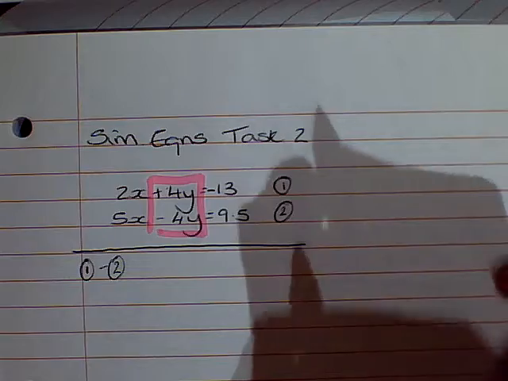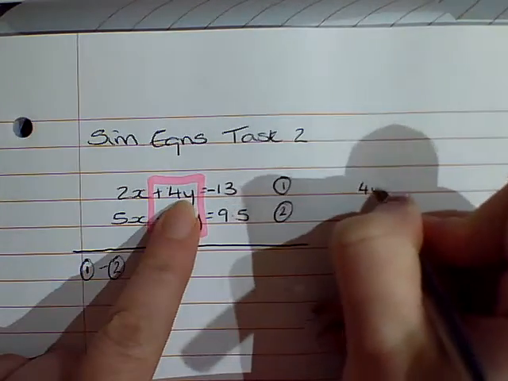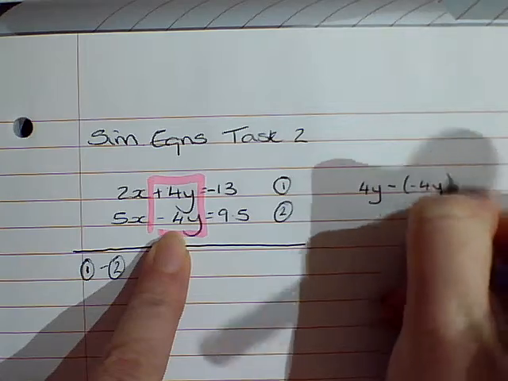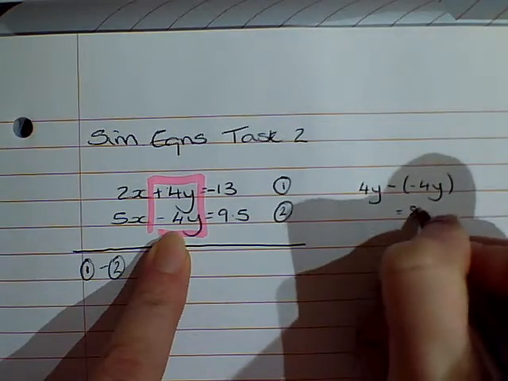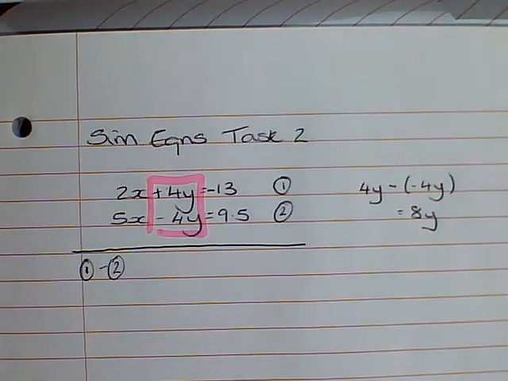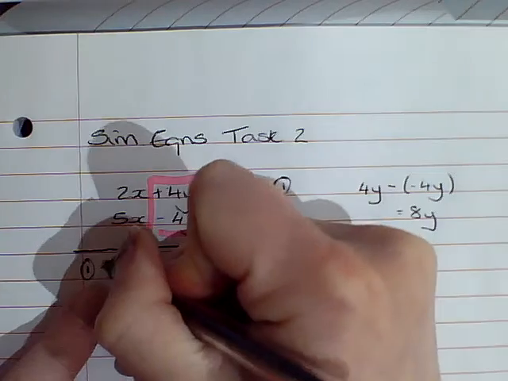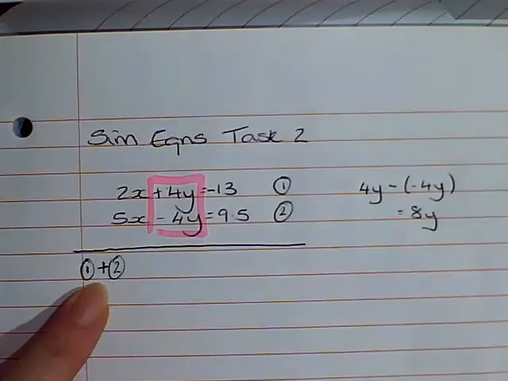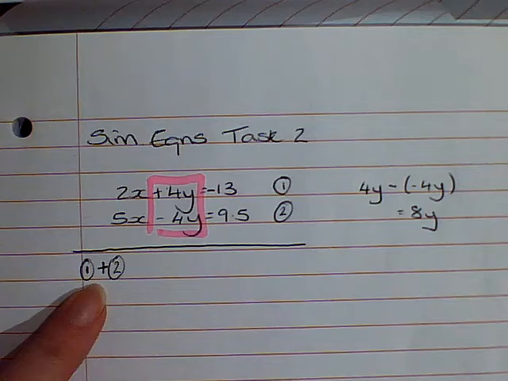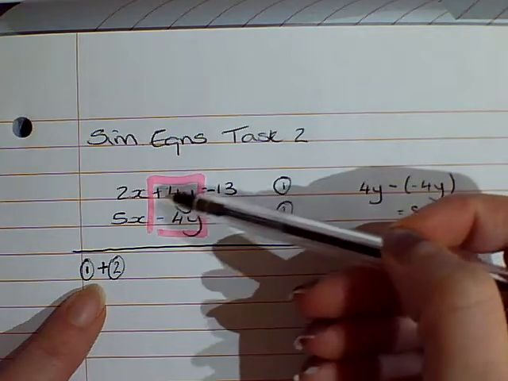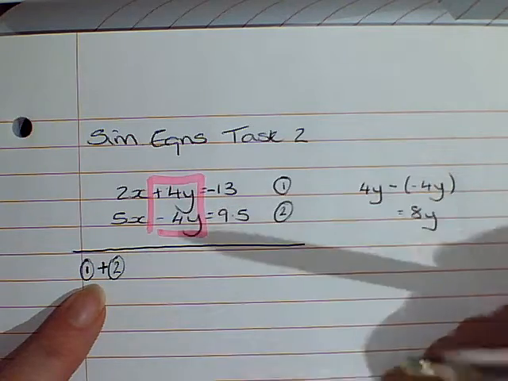The problem being 4y, take away negative 4y gives me 8y. And I need 0y for this to work. So instead of subtracting, I am going to add. And that is the only difference we have compared to task 1. So if these are both positive, we can subtract, and if they're different signs, we can add.